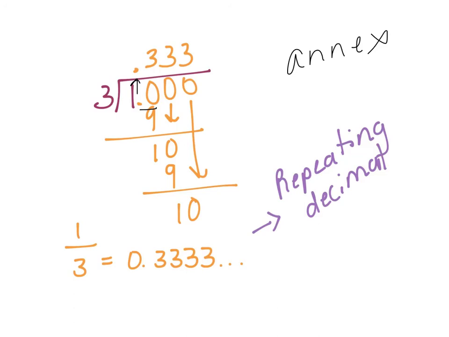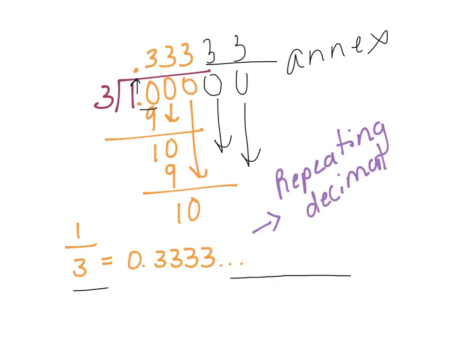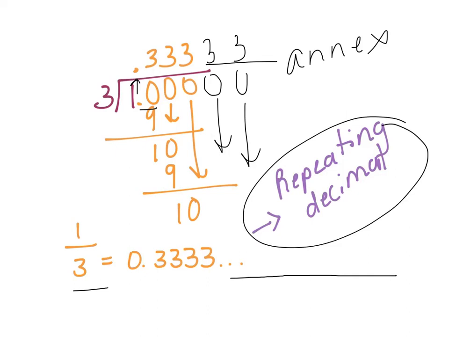So what this tells us is this pattern is just going to repeat. We're still going to add zeros and bring them down, and it's going to continue to be 3 on the top. So 1/3 equals 0.33333, and it's going to continue on and on and on. This is called a repeating decimal. It's repeating because the numbers are going on forever. They do not stop or terminate.